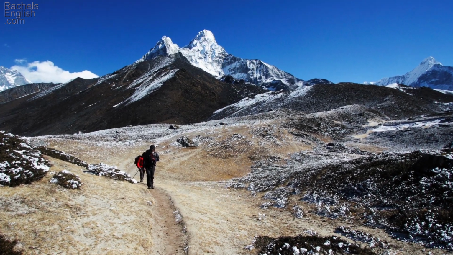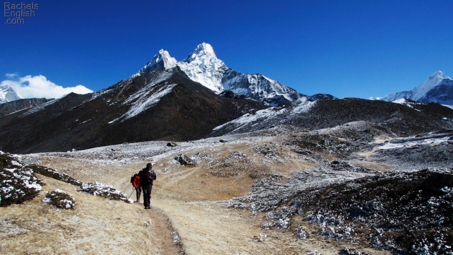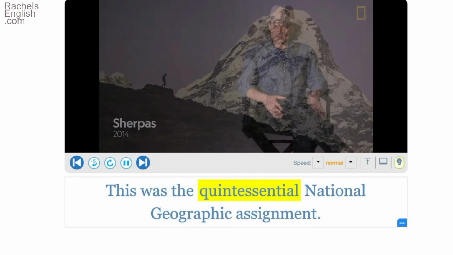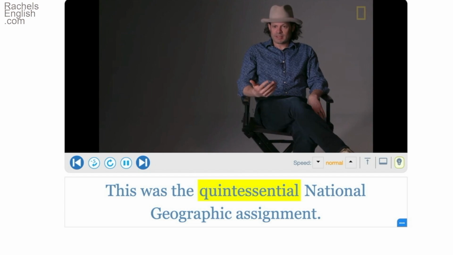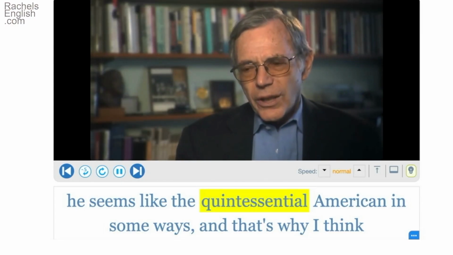Go to base camp at Everest. Quintessential. That's so National Geographic. He seems like the quintessential American in some ways, and that's why I think this man is talking about Abraham Lincoln being the quintessential American, the best example of what an American is.